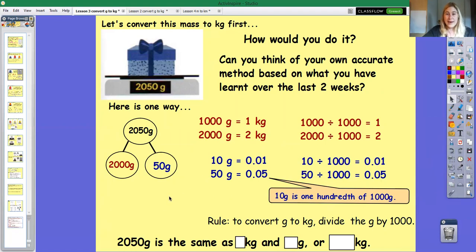Okay? Now, I would actually write this in a few different ways. And if you didn't use this method, that's fine. But I want you to think about this especially, because we can write 2,050 grams. We can separate it into the kilograms and the grams, like we did when we were doing kilometers and meters. So just pause the video and think, how many whole kilograms have we got here and how many grams?